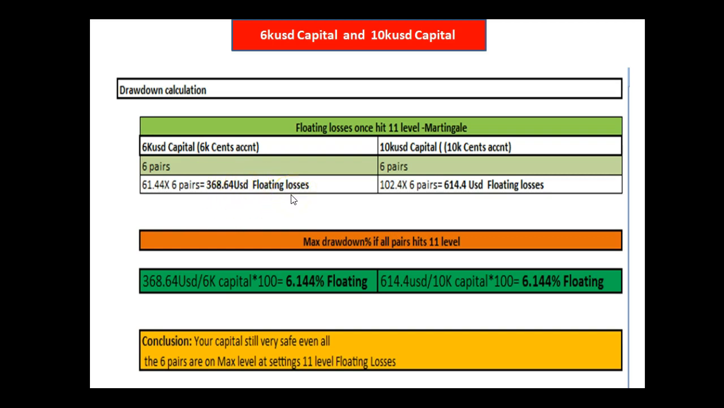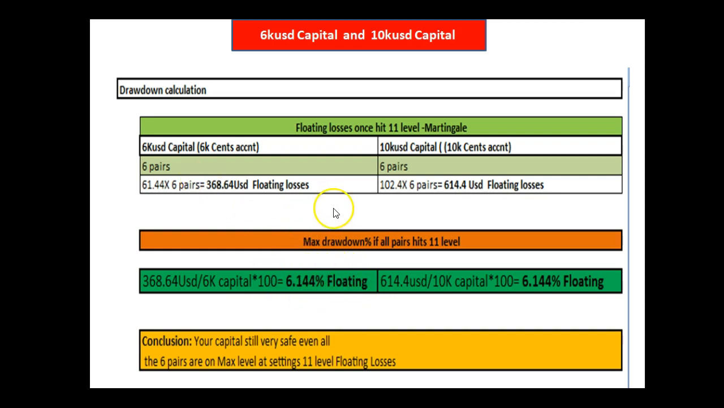So 368.64 US dollars, you divide by the 6,000 capital, which is equivalent to 6.144% floating losses. Remember that floating loss is not yet a loss, it's still in stocks what we call a paper loss. So it's still safe even if your 6 pairs drop.